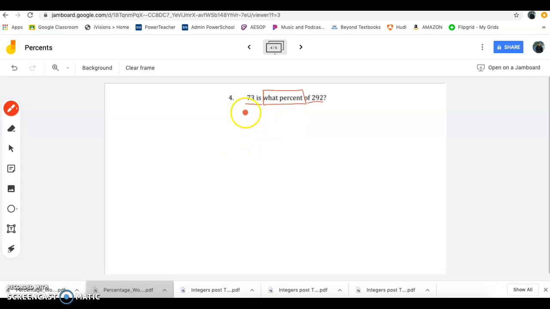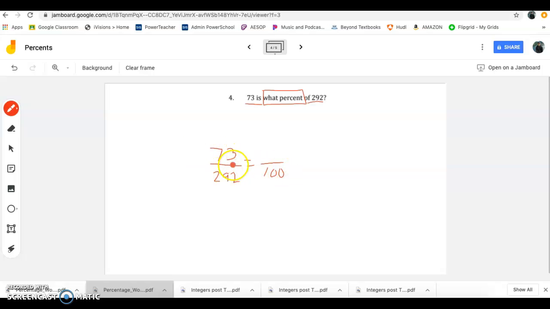Okay? So I know my is 73. We identified that just now. I know my of, it's over here, which is 292. So we know our ratio. We're going to solve for our, well, what percent is that, right? But we know all percents are out of 100, okay?